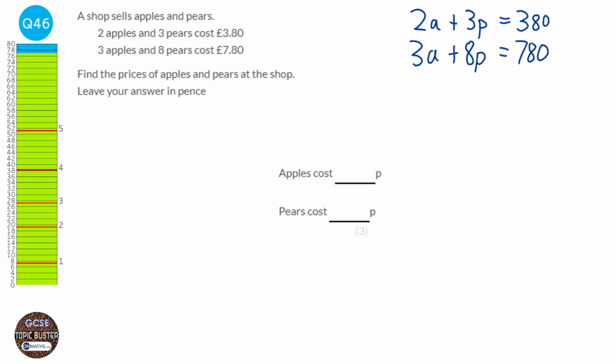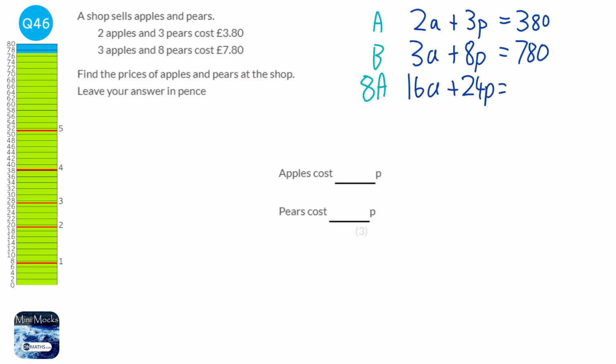Or 780 pence. Okay, so the first thing I do is try and get these numbers the same. So 3 and 8, they both go into 24, so I need to make them both 24. And what some people do is they just label this A and this B. And so what we're going to do here is we're going to multiply everything in equation A by 8, so that this becomes 24. So we're going to times the 2a by 8, which will be 16a plus 24p, and 380 times 8 is 3040.